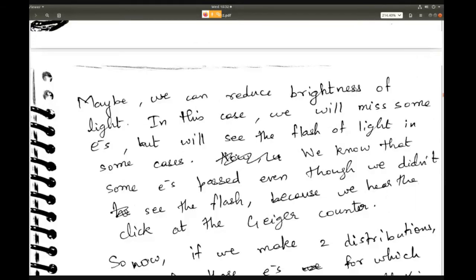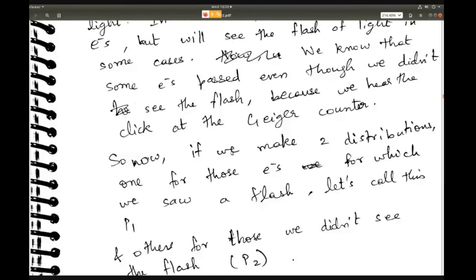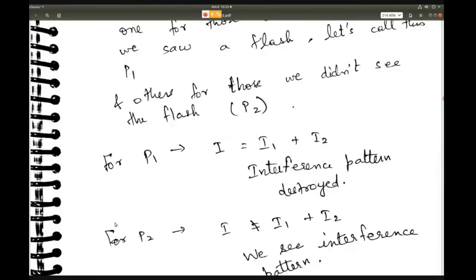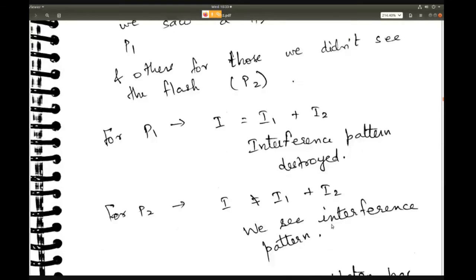brightness of the light. If we reduce the brightness of light, what happens? In this case, we will miss some electrons, but we'll see a flash of light in some cases. We know that some electrons passed even though we didn't see the flash of light, because we hear the click at the Geiger counter. Now if we make two distributions, one for those electrons for which we saw a flash, let's call this P1, and the other for those for which we didn't see the flash, P2, then for P1 we see that the interference pattern is destroyed, so I is equal to I1 plus I2. And for P2 we see an interference pattern where I is not equal to I1 plus I2.